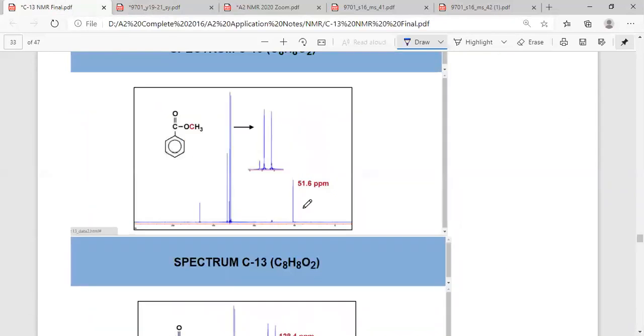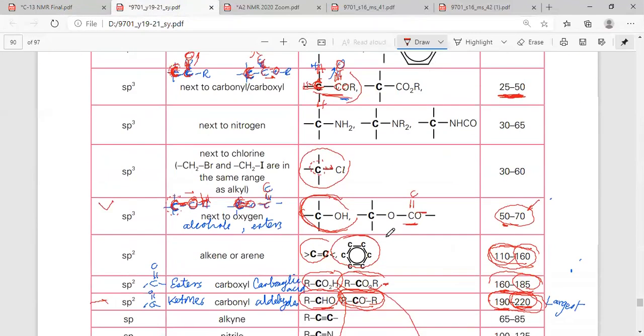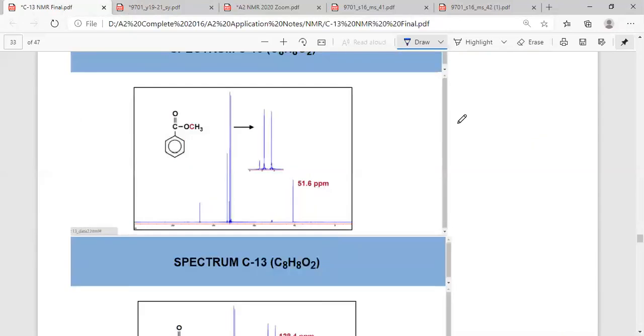Okay, because it's a benzene ring, a phenol ring, it should be quite high like here, 100 something. Where is it further here? 110 to 160, which is around here. It's not here. So this will be of this kind here, and this outside here, this one of course is 51.6.